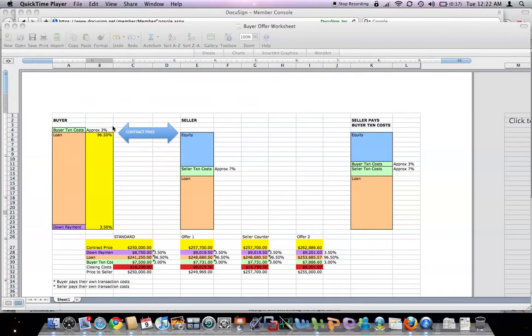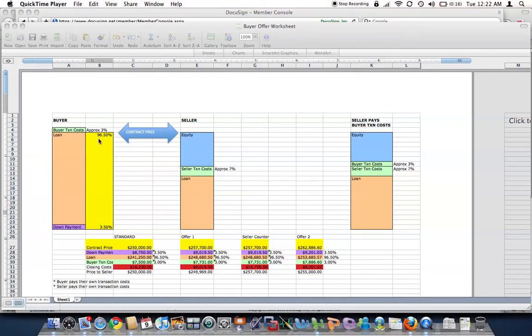In this segment, we're going to talk about the relationship between the transaction cost for the buyer, the loan, the down payment, the price of the contract, the equity, the seller transaction costs, and the loan. All right, so in the first scenario, from the buyer's perspective, you have a contract and there's a price, and the price is equal to this yellow section here.